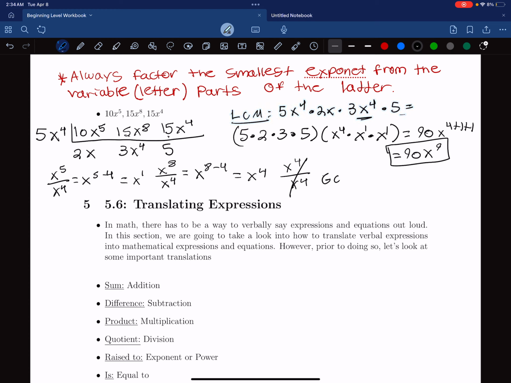And last but not least, greatest common factor. Now remember, the greatest common factor is whatever we have on the outside, or on the side here. And since we only have one thing on the side, that is simply just going to be our greatest common factor.